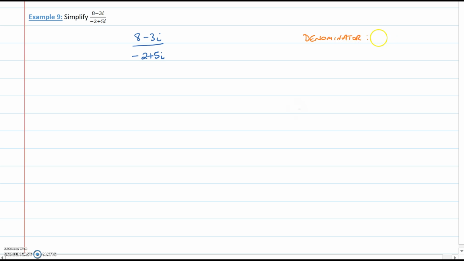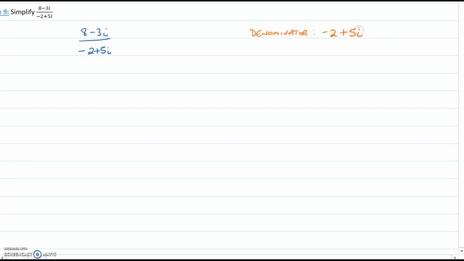So now we have an example of dividing by complex numbers, and the problem is 8 minus 3i divided by negative 2 plus 5i. Now there is a strategy that we use to multiply complex numbers and to divide complex numbers, and that is to multiply both the top and the bottom of our fraction by the complex conjugate of the denominator. The denominator in this case is the bottom one. So the denominator here is minus 2 plus 5i.